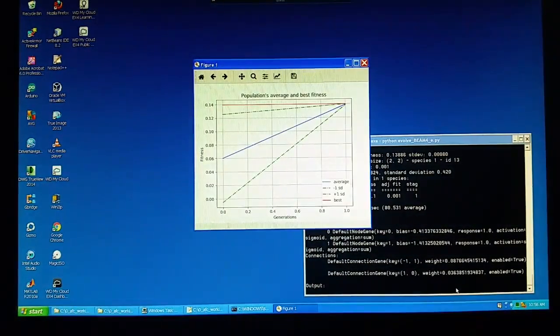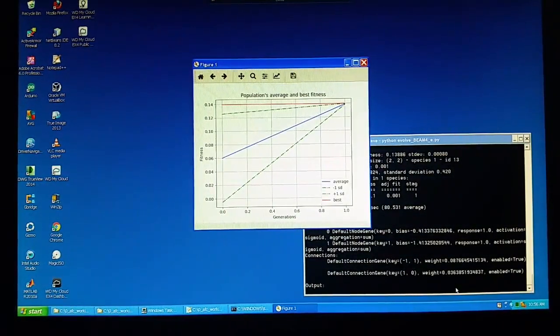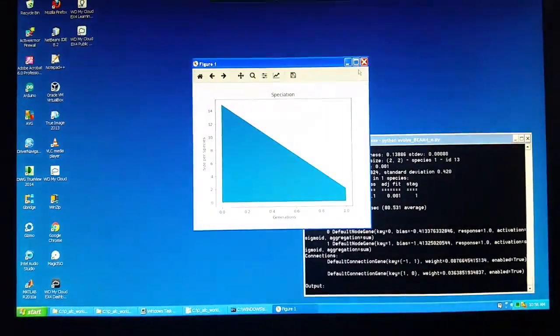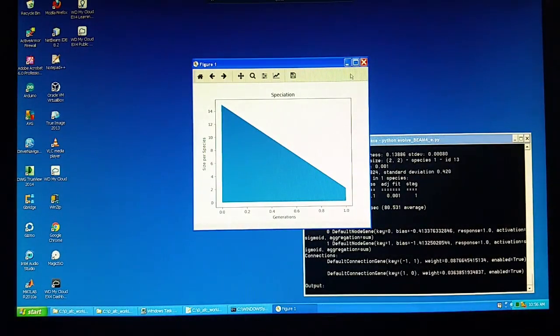And the two generations have been completed. It's showing the fitness of the various generations in this graph. And then the subsequent figure just simply shows the size of the individual species. Again, this is a characteristic of the NEAT algorithm.